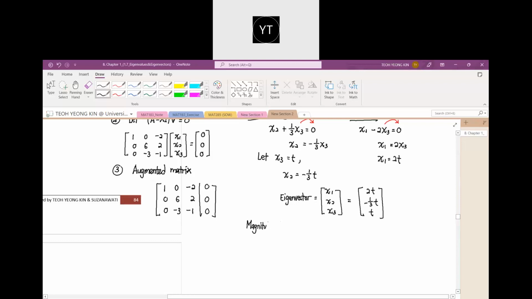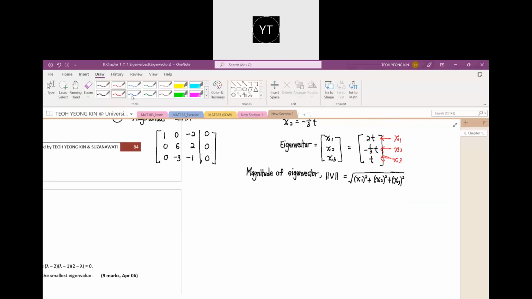Magnitude of eigenvector. The symbol magnitude of eigenvector. The formula is square root of x1 squared plus x2 squared plus x3 squared. Then what is our x1, x2, x3? So inilah x1, x2, x3 kita. Just substitute into the formula.